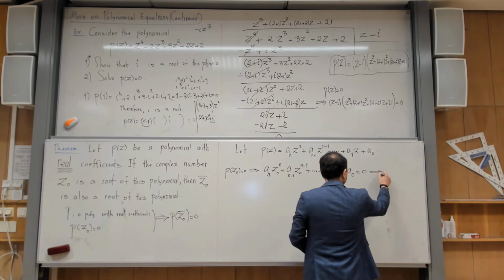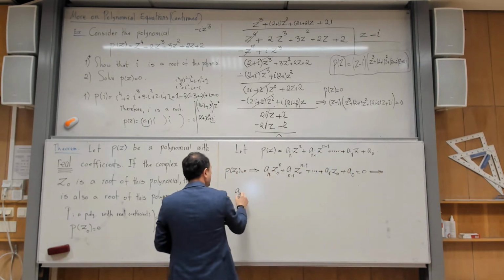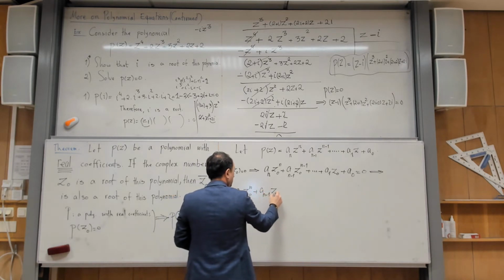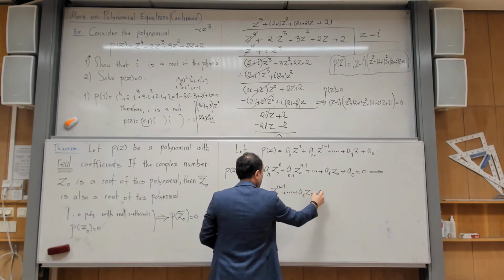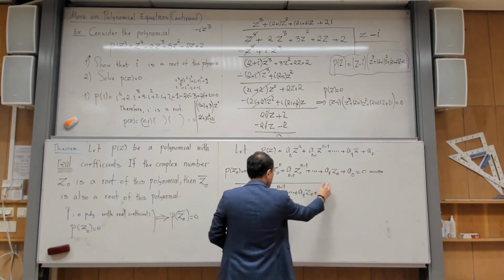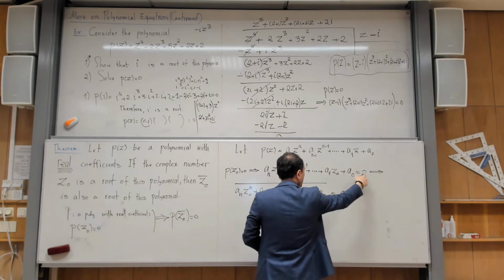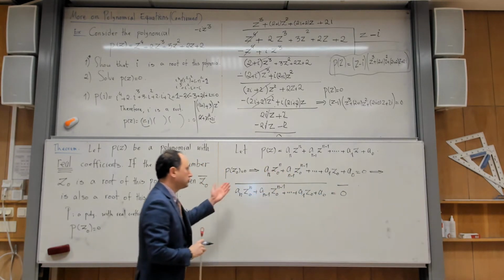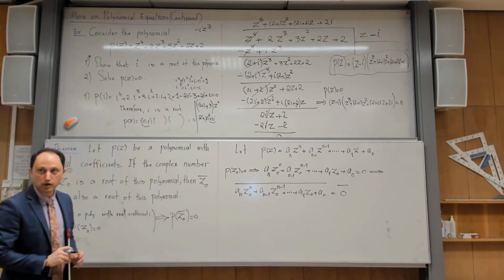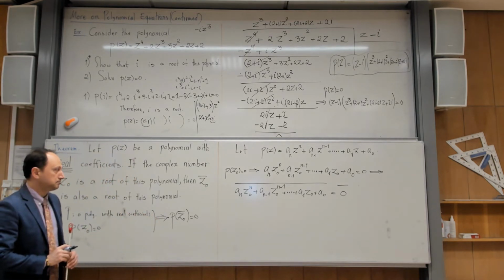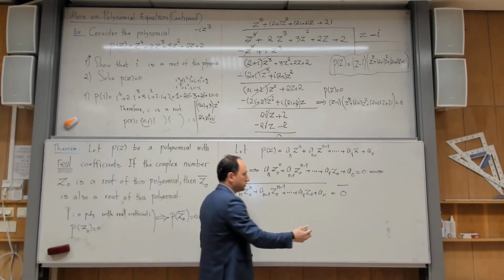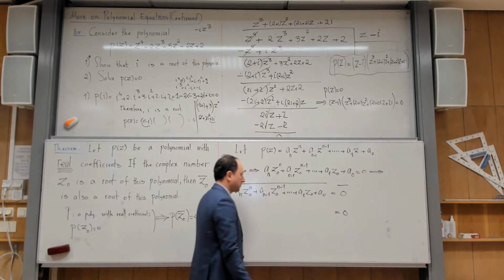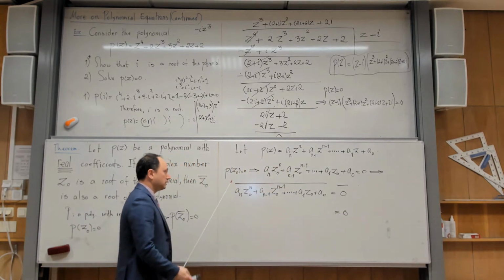So it means that the complex conjugate of this is equal to the complex conjugate of that. If two numbers are equal, the complex conjugates are also equal. There is nothing to do on the right hand side. What is the complex conjugate of 0? It is 0 itself.